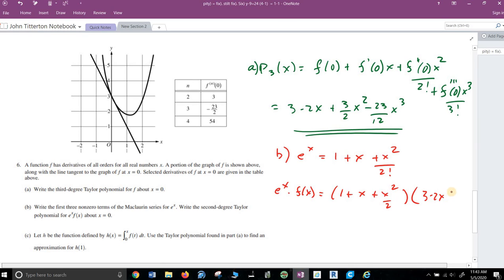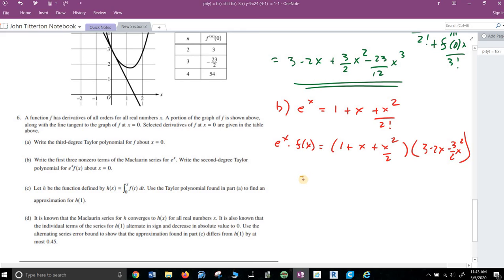3 minus 2x minus 3 half x squared. Getting a little busy there. I actually do it like this. I've seen this kind of problem often. And then the next term, 3x minus 3 half. Nope.